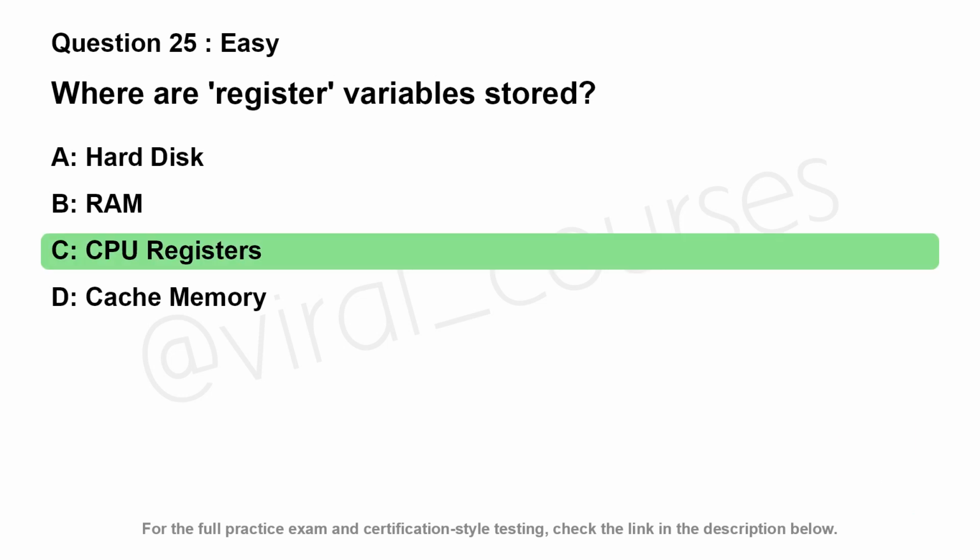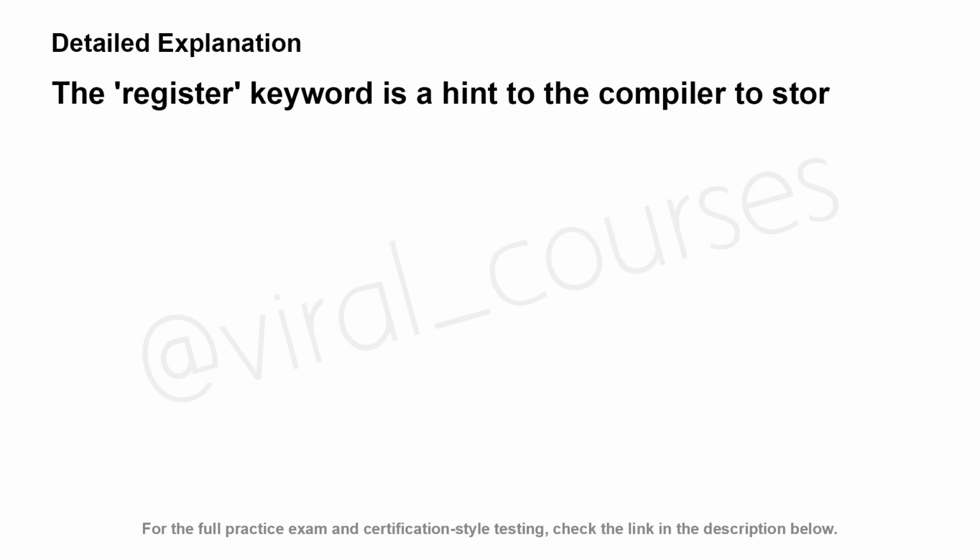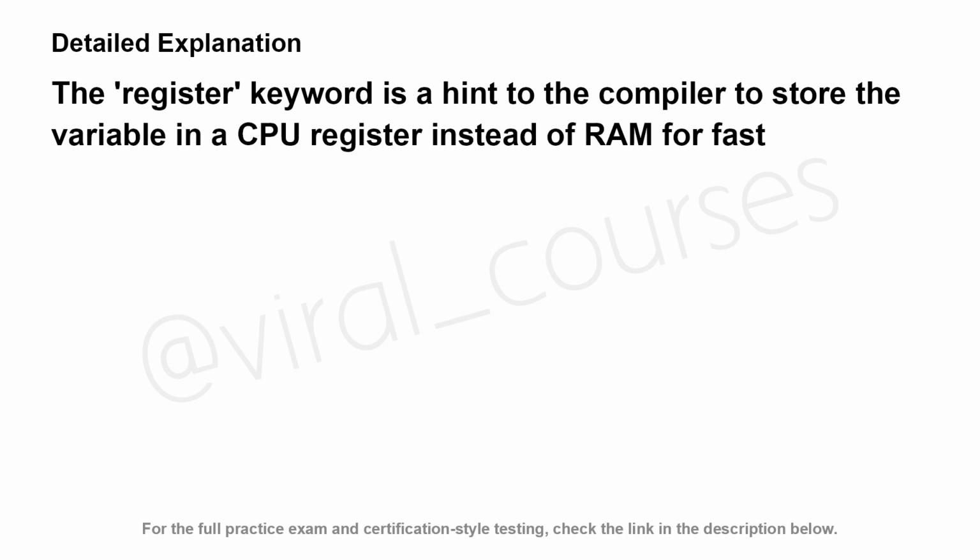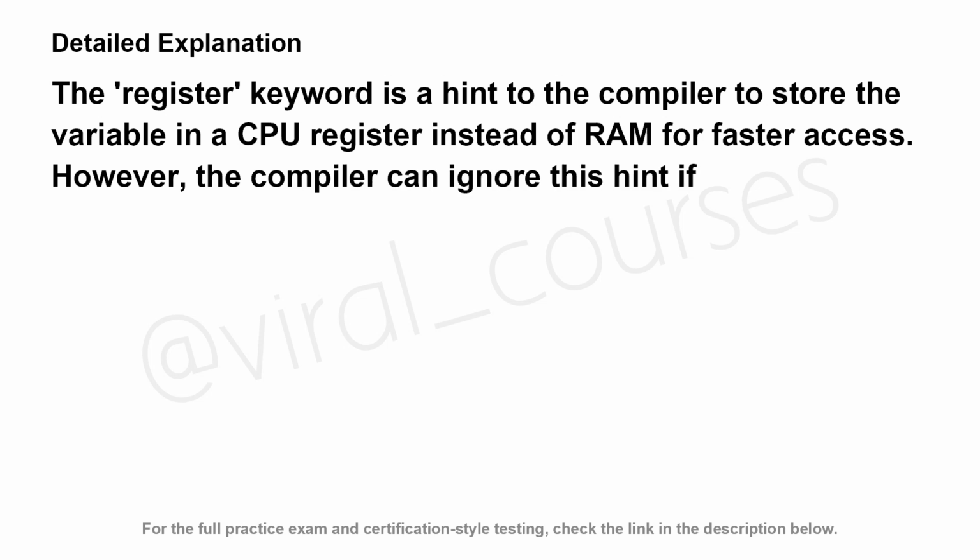The correct answer is C. The register keyword is a hint to the compiler to store the variable in a CPU register instead of RAM for faster access. However, the compiler can ignore this hint if no registers are available.